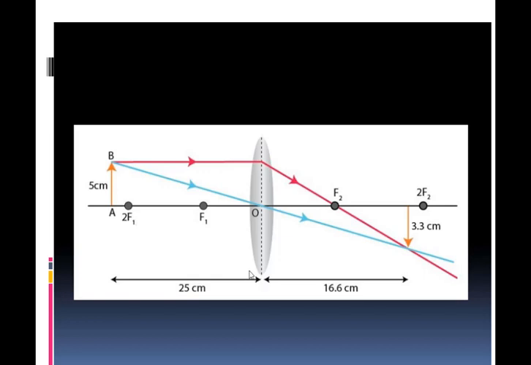Now we need to find out the image distance, that means this distance. After calculation we will get this result. And we also need to find out the height of the image. Okay, so let us do our calculation.